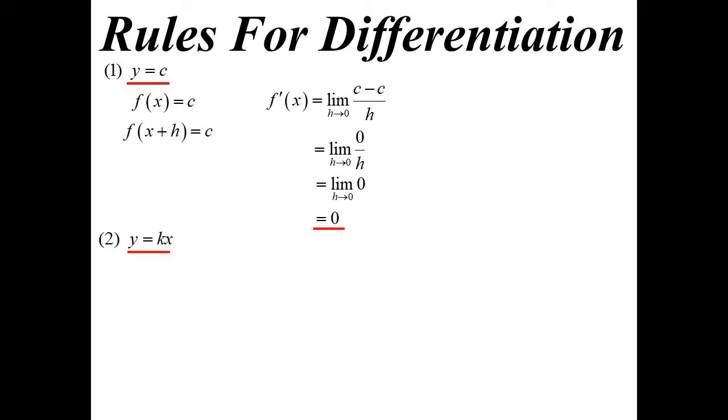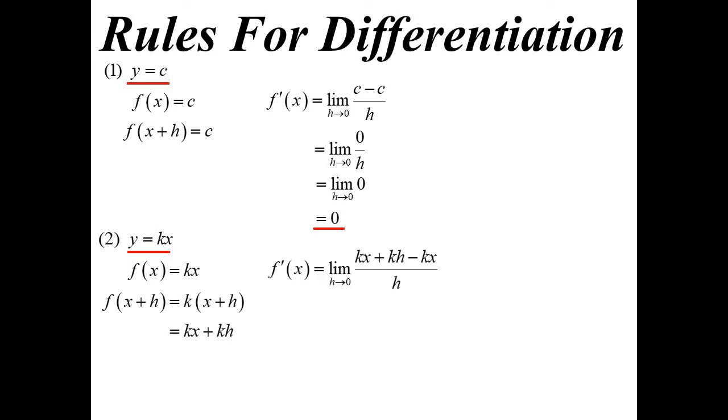We then moved on to lines. So some constant times x. So again, let's put it into our formula. f(x) is kx. f(x plus h) will end up being kx plus kh. Pop it into the formula. The kx's cancel. So do the h's. And we get a constant k. So whenever we differentiate some constant times x, we know it's that constant.